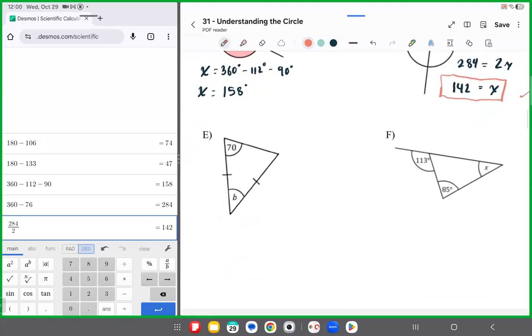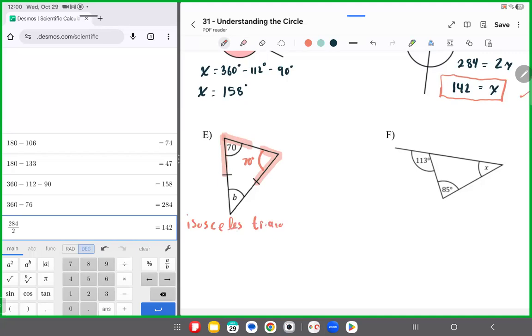Okay, what about letter E? For letter E, we have these hatch marks again, and we were given that the one angle we're looking for is 70 degrees. Because of this hatch mark, this angle is 70 degrees, which means this other angle will also be 70 degrees because the side is the same length there. This is what we call an isosceles triangle.